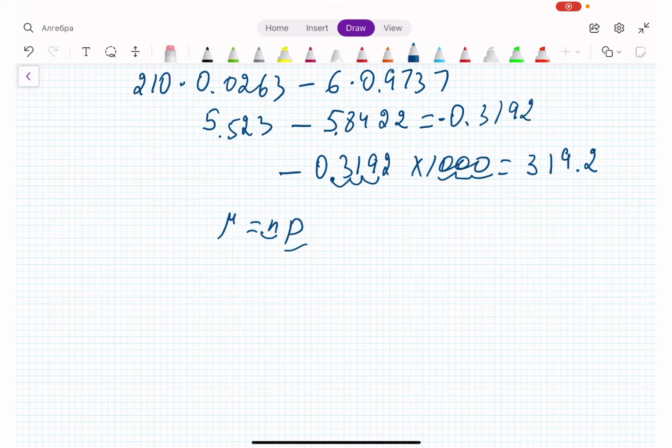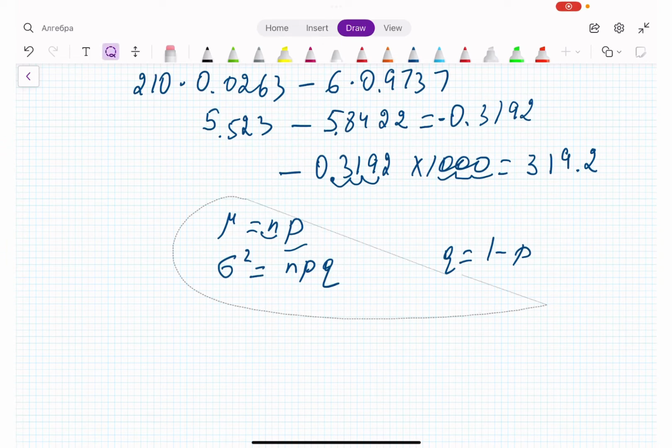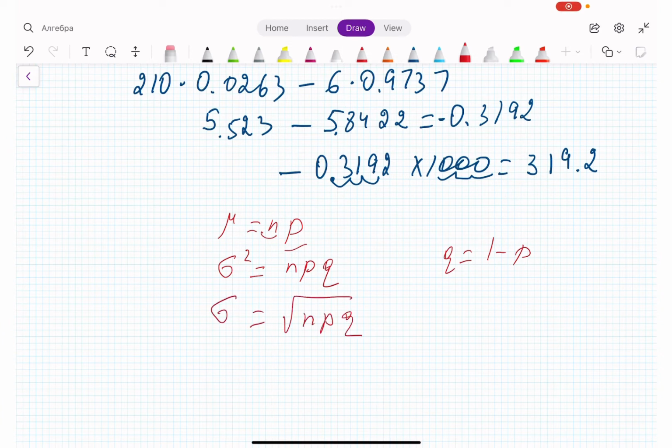Next, the standard deviation or variance. Let's start with variance: sigma squared is equal to npq. Q is the probability of failure, which means q is equal to 1 minus p. Let me put a different color here. And sigma, the standard deviation, accordingly, is going to be the square root of npq. Okay, let's solve it.